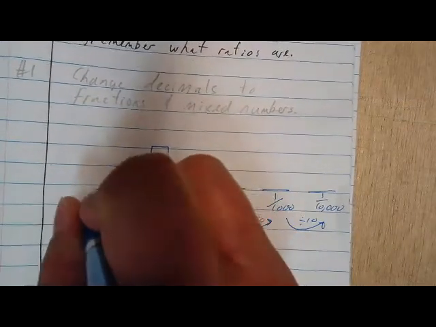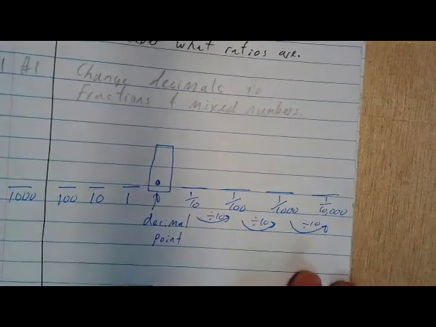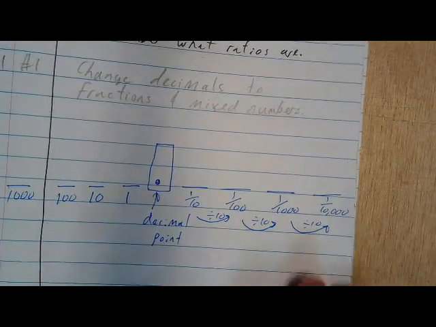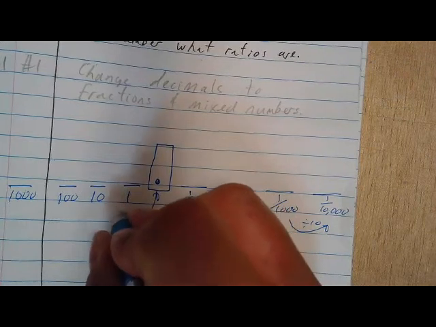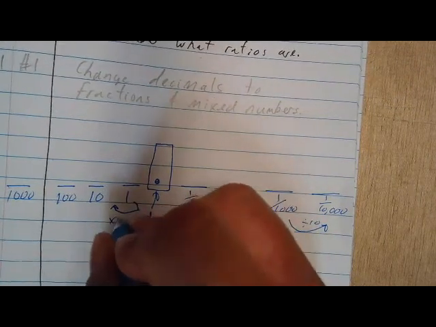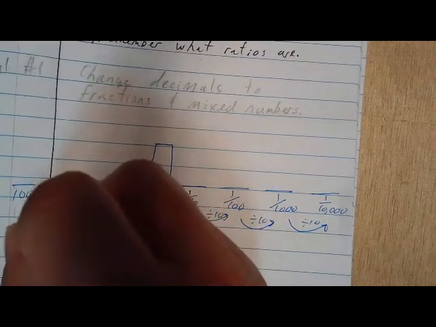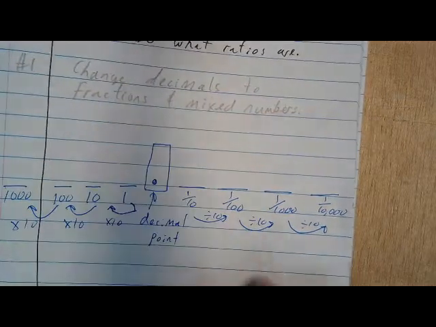Okay? On this side, same idea. Ones, 10, 100, 1,000. Okay? But in this direction, from 1 to 10, excuse me, that looks a little weird. From 1 to 10, you're multiplying by 10. You're multiplying by 10. You're multiplying by 10.